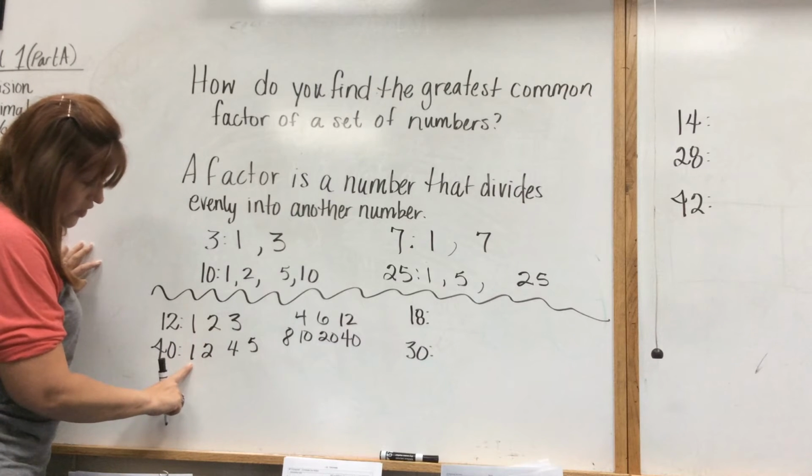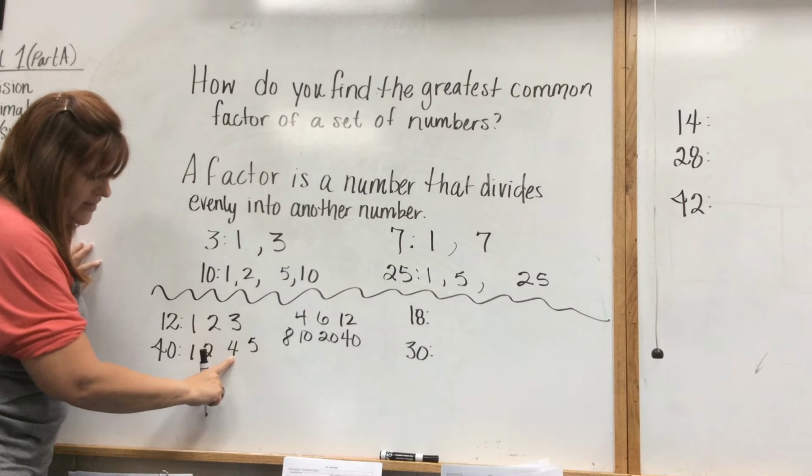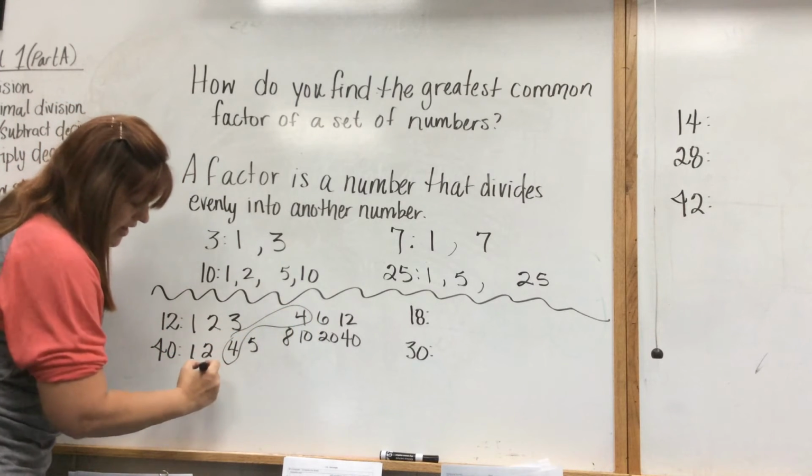So now I'm going to look for the things they have in common. They have 1s, 2s, and 4s, and that's all in that list. So 4 is my GCF.